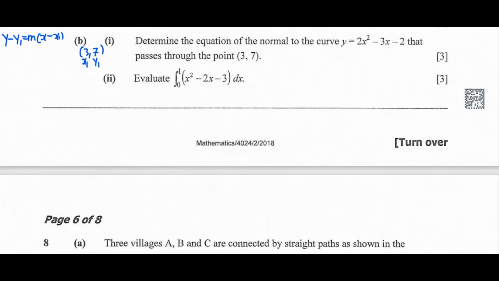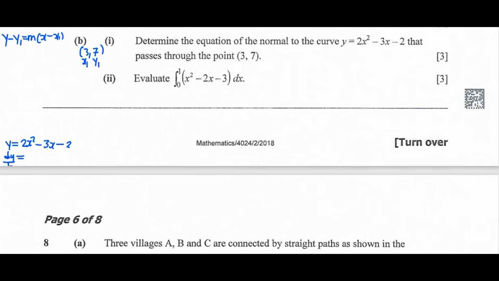What we need to find here is the gradient of the normal. So how can we find the gradient of the normal? First, we will find the gradient of the curve at this point. How can we find the gradient? We need to differentiate this equation. So y is equal to 2x squared minus 3x minus 2. We are going to find the first derivative of this equation.